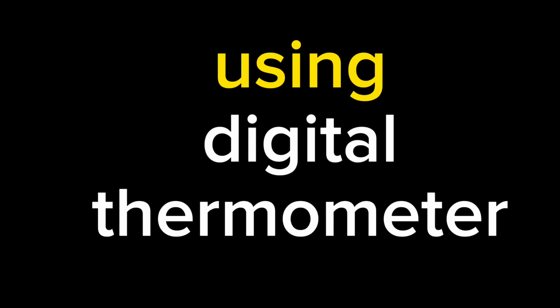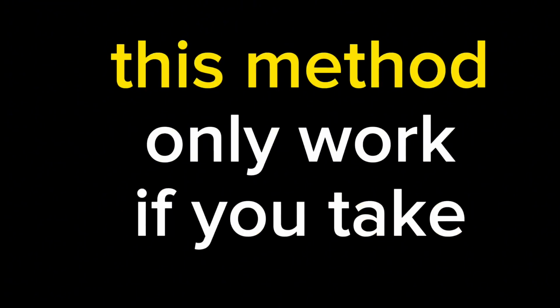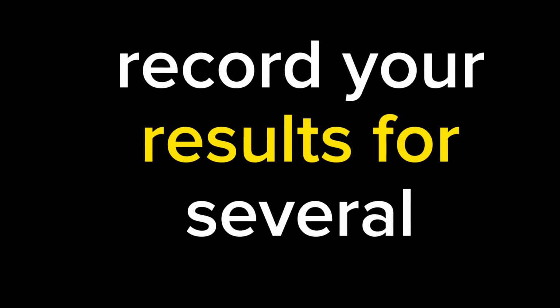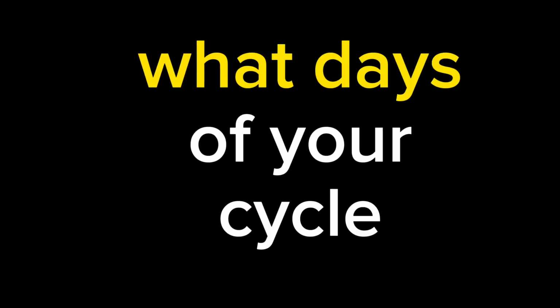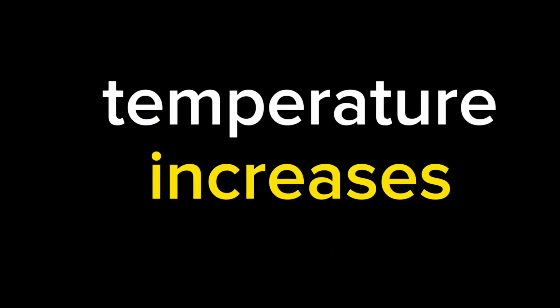Another thing that you can use to track your ovulation is the basal body temperature. Your body temperature increases slightly during ovulation. Check your temperature every morning using a digital thermometer meant specifically for measuring basal body temperature. This method only works if you take your temperature before you get out of bed and before you eat or drink anything. Record your results for several months and note what days of your cycle temperature increases.